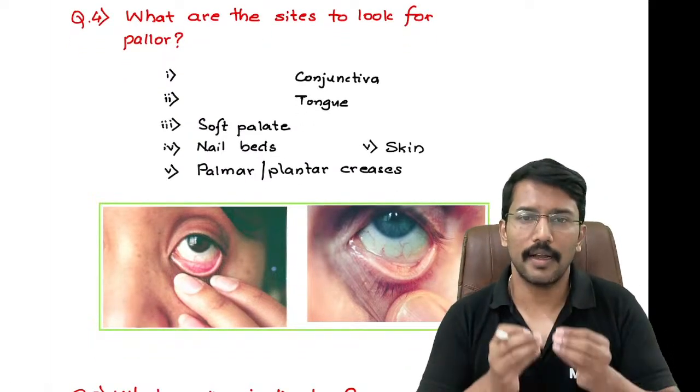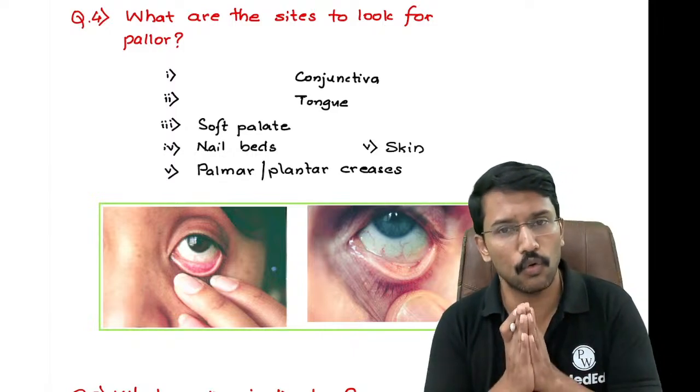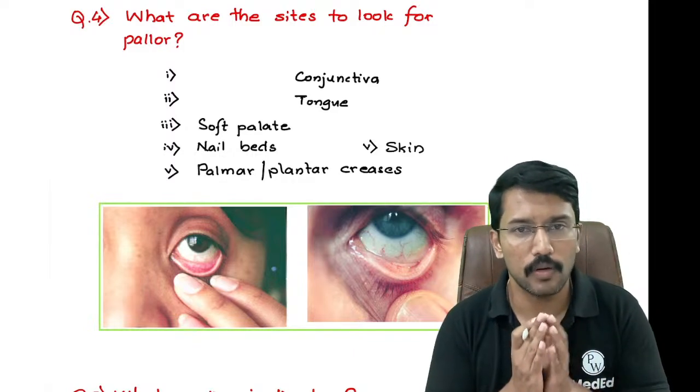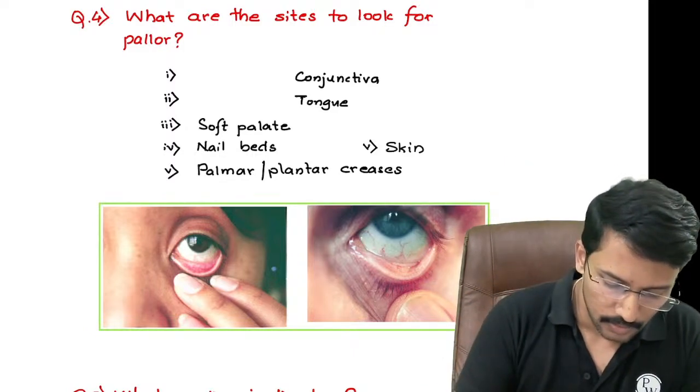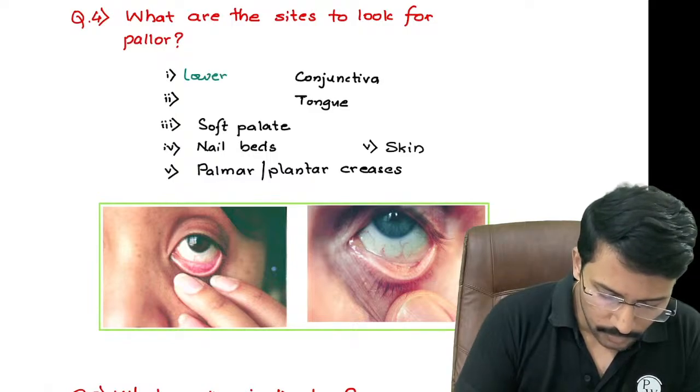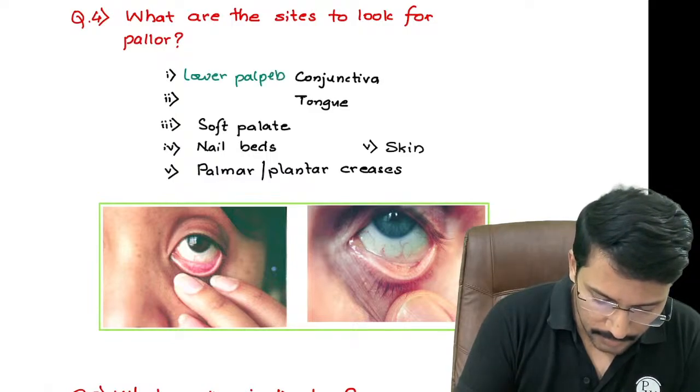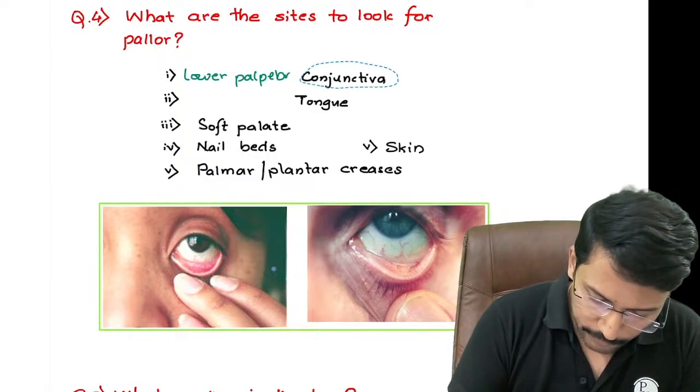Yes, the most common and the most convenient site to look for pallor is the lower palpebral conjunctiva. Lower palpebral conjunctiva, that is the most commonly followed site.